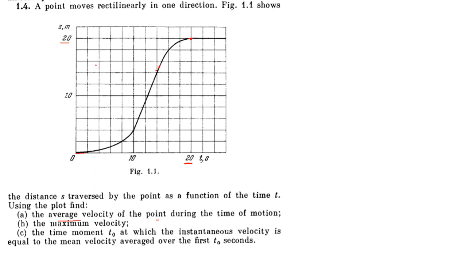So the average velocity during the time of motion will be equal to total distance upon total time, and that will be 2 upon 20, which is equal to 0.1 meter per second.